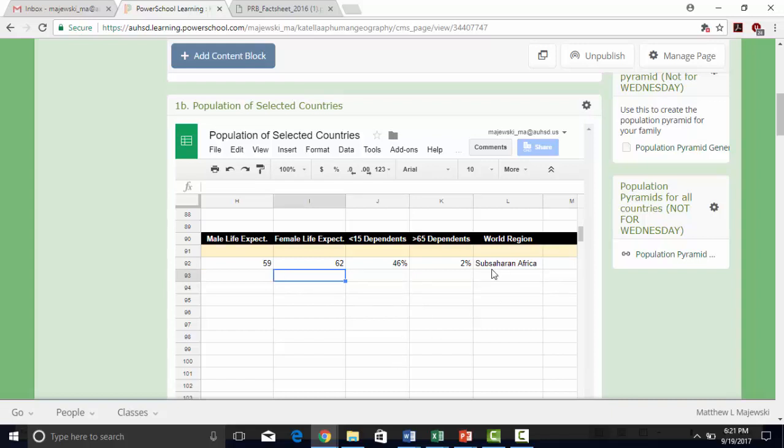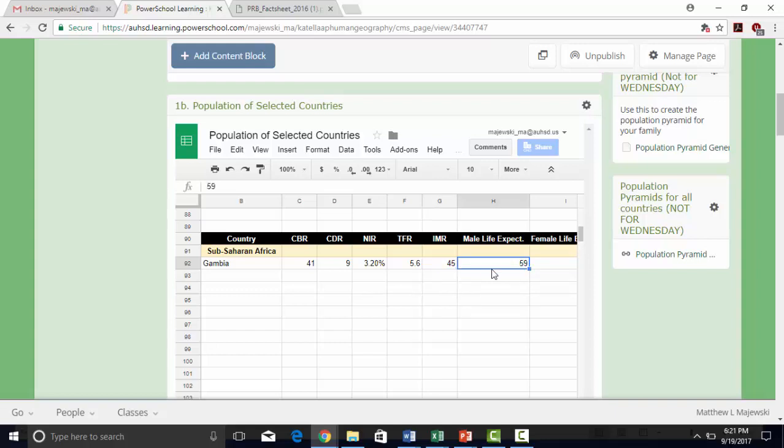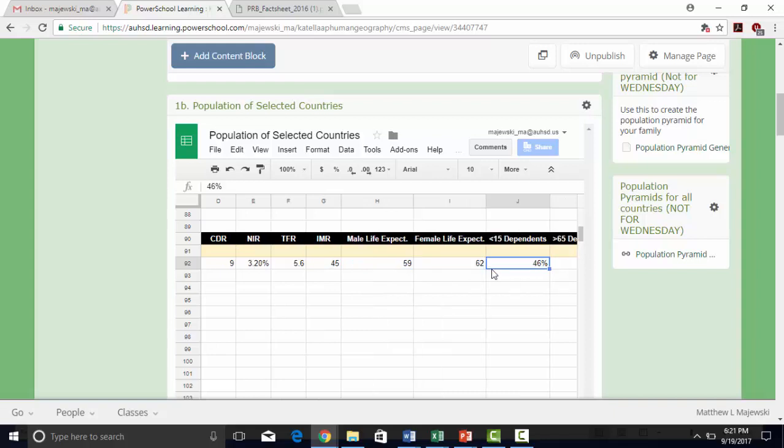So again, what have I done here? I have put my name, I've put my country, I put the CBR, the CDR, the rate of increase, 3.2%. Total fertility rate, 5.6 children per adult woman. Infant mortality rate, 45 out of 1,000, which is about 4.5%. Male life expectancy, just 59 years. Female life expectancy, 62 years. Percentage of dependents under 15 is 46%. Percentage of dependents over 65 years is just 2%.